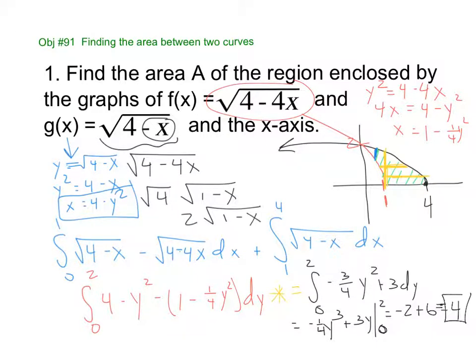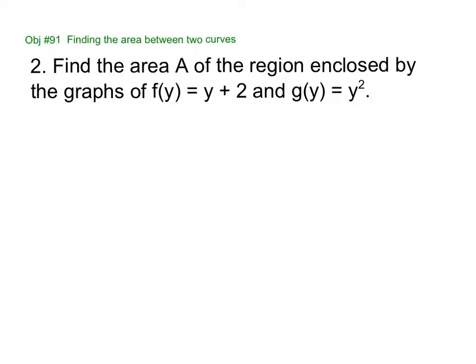So I did do this in terms of the radicals, and you get 4, but it's significantly more work. So this is why working in terms of y is very, very helpful, so that we don't have to break this up into multiple integrals. All right.